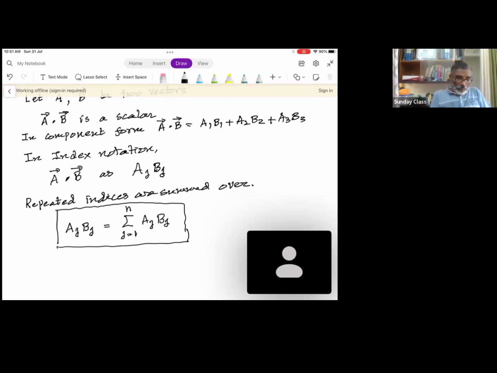But we don't write this summation. This is understood. And these repeated indices, like j here, are called dummy indices.